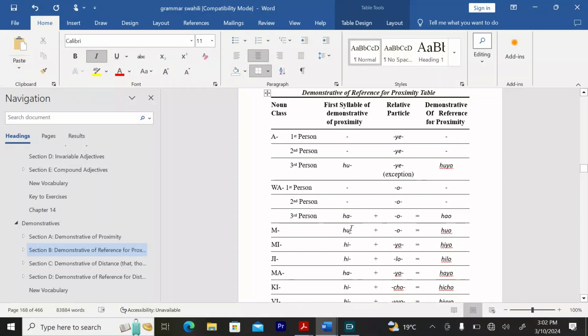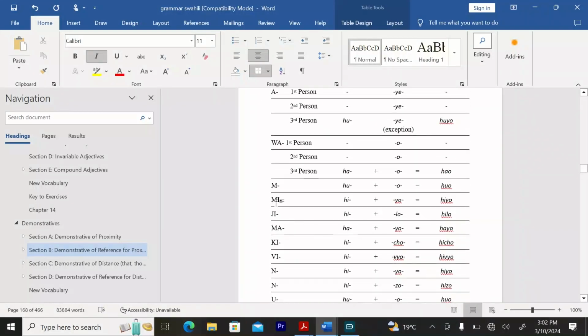We have the u-i class, which is m-mi. We have huo and hiyo. An example: mtu huo, miti hiyo. Then we have the li class. We have hi plus lo to form hilo, and ha plus yo to form hayo.